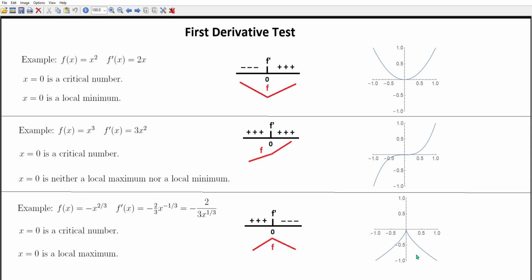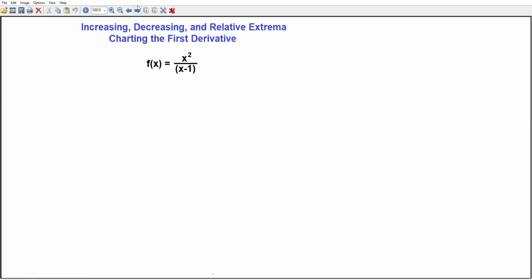Now let's look at a slightly more complicated function, which we will chart, and we will find out things about where it's increasing, decreasing, and the local extrema. The function we will consider is f of x equals x squared over x minus 1. We note that the function is undefined when x equals 1. So x equals 1 is not in the domain of the function.